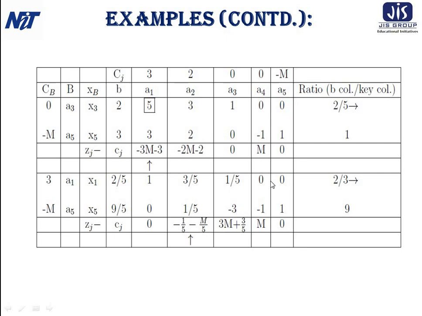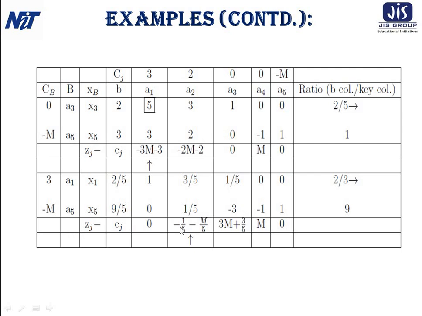Okay. So again this is minus 1. Minus 1 minus 3 into 0. That is minus 1. So it is minus 1. And this is 1. 1 minus 3 into 0. That is 1. So 1. And this will be minus 3 by 5.